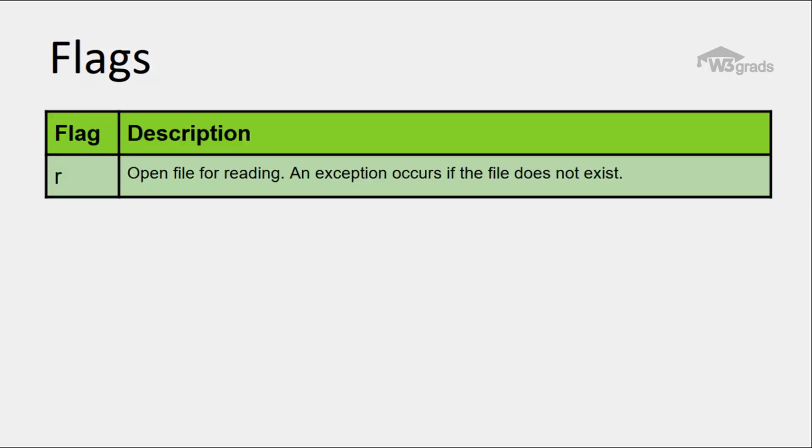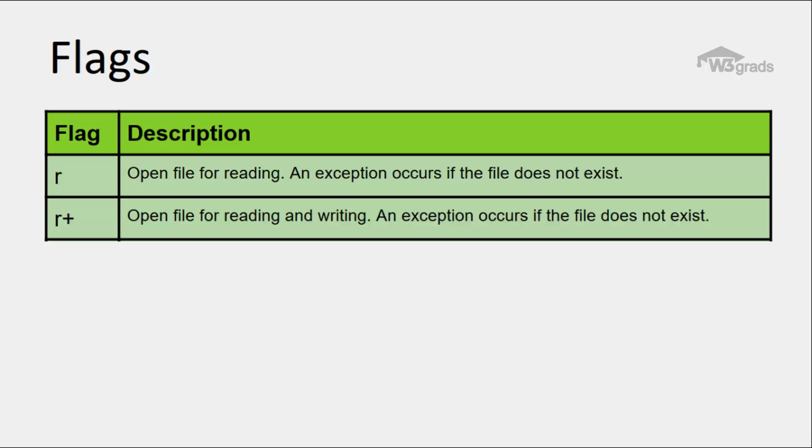Let us look at the various flags which can be used in read-write operation. The first flag is the r flag for opening a file for reading. It results in an exception if the file does not exist. The next one is the r+ flag for opening a file for reading and writing. It also results in an exception if the file does not exist.